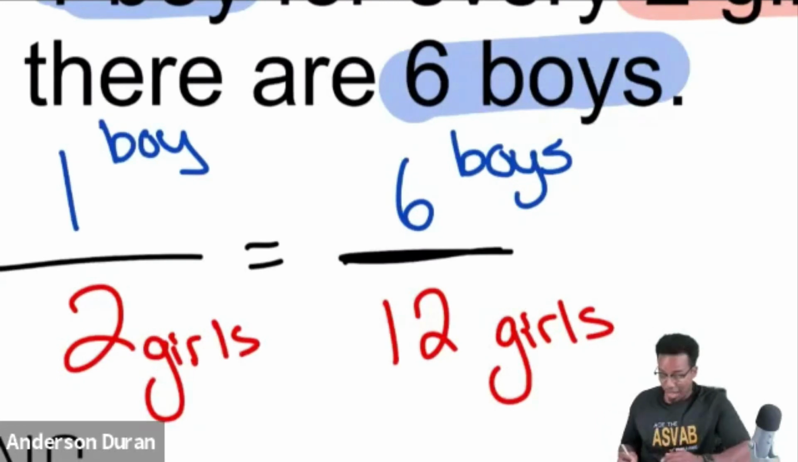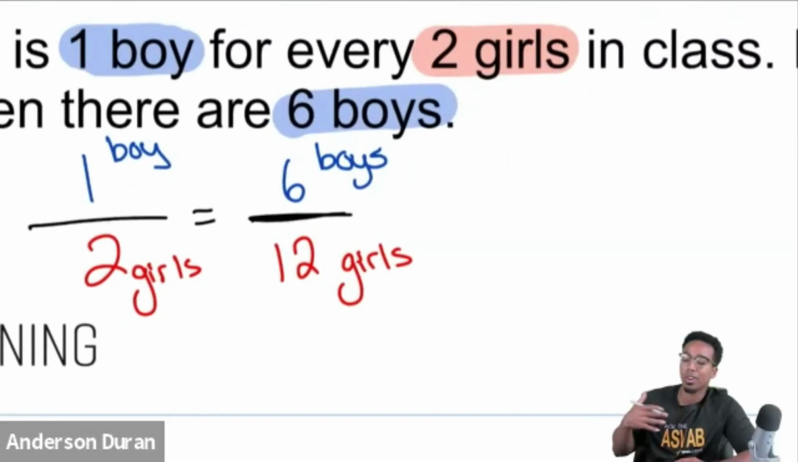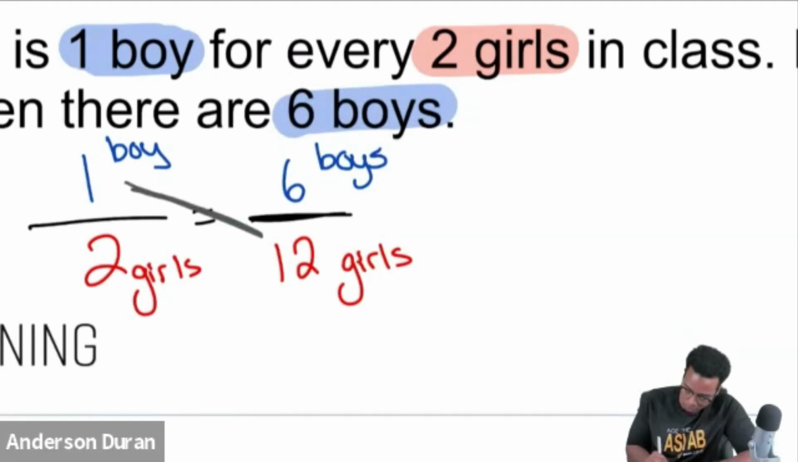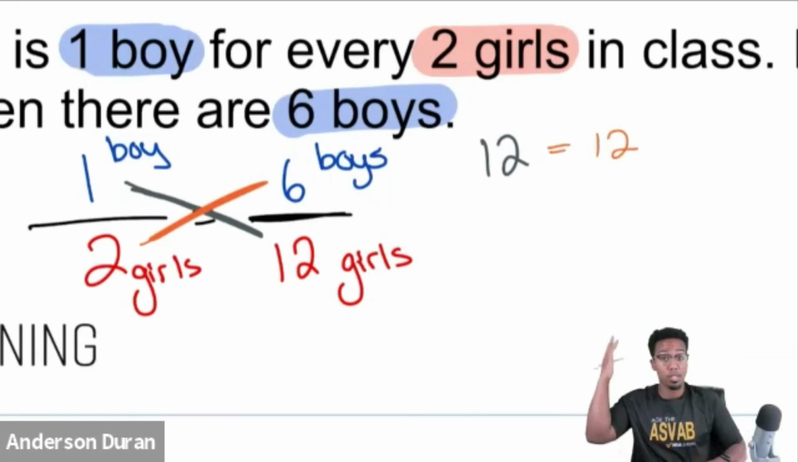That's how we were taught in school, or most of us were taught in school. But don't worry, today we're going to go over multiple methods. But let me just show you this. If I cross multiply, 1 times 12, everybody, quick, is what? 12. Okay. And then if I go the other way here, what's 2 times 6? 12. Do you see that 12 equals 12?